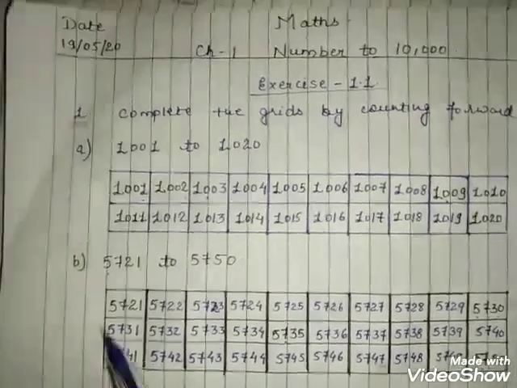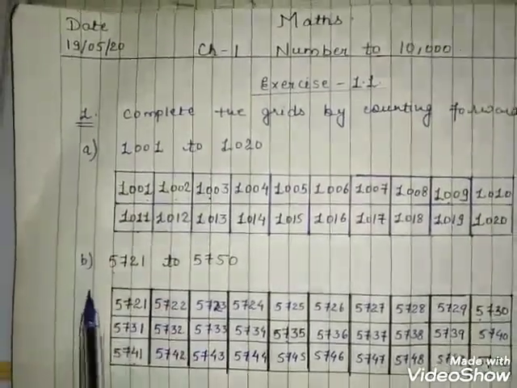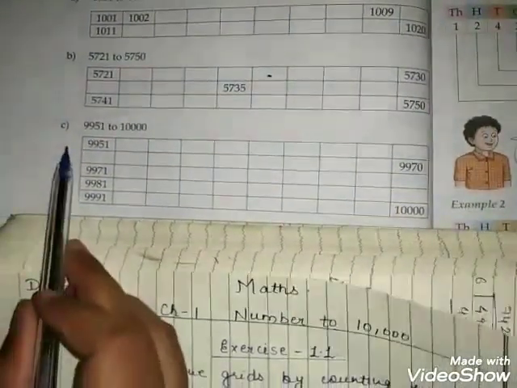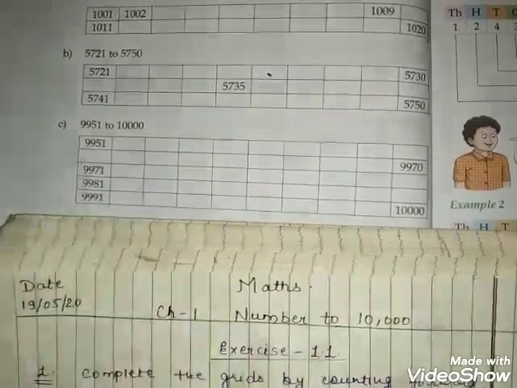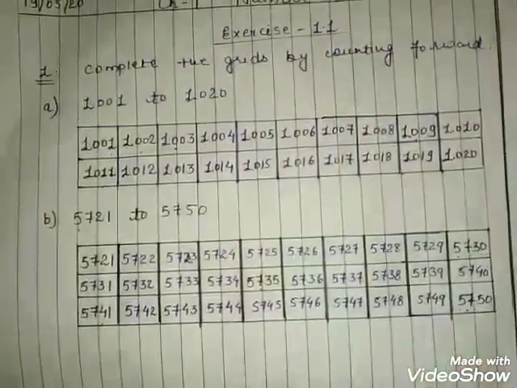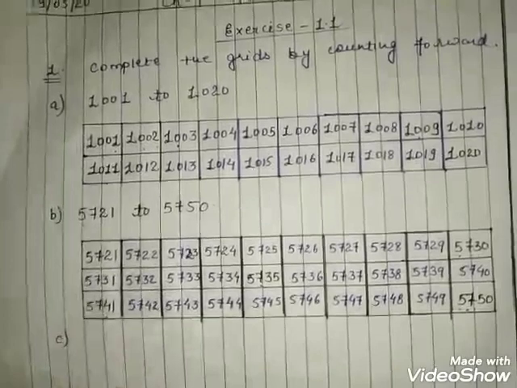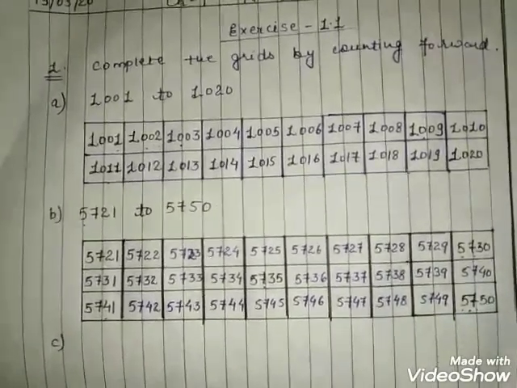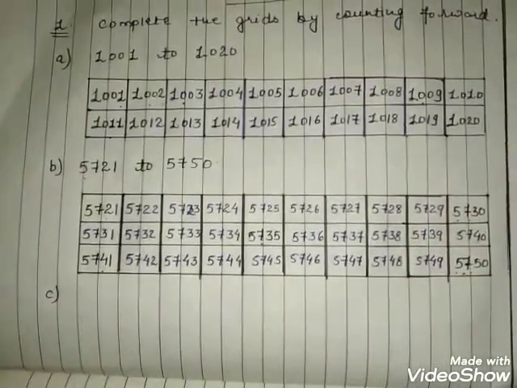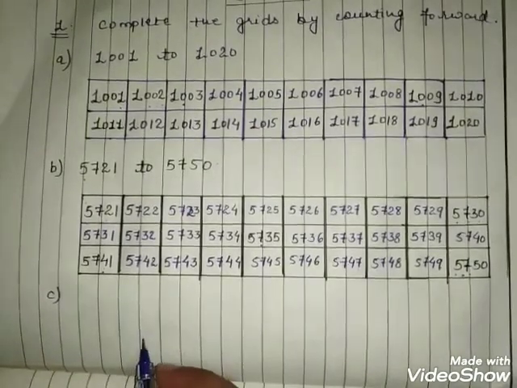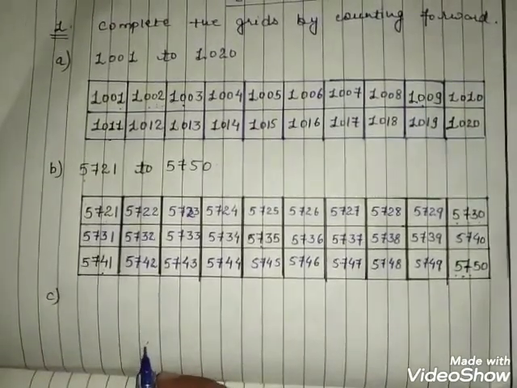As we have done question number A and question number B, in the same way you have to do question number C, which is given in your book. So leave the space for question number C and move forward. You have to do question number C in your fair notebook. This is your homework.